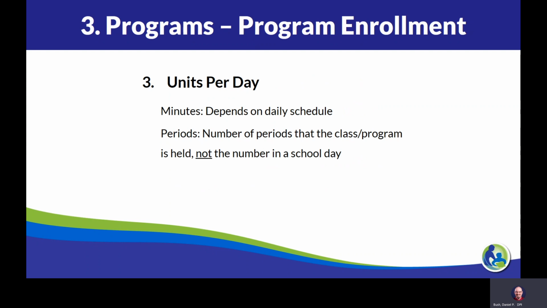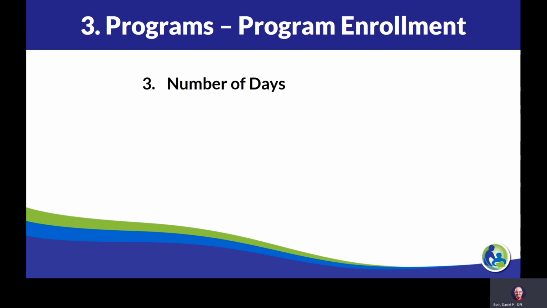For periods, this is the number of periods that the class or the program is held, not the total number in a school day. Going back to our transition example, the number of units per day is 2 rather than 7, because we said the transition class was meeting for 2 of 7 periods. Days or caseload, units per day is always going to be 1. It's going to be read as 1 no matter what you entered, so just enter 1 for days or caseload.